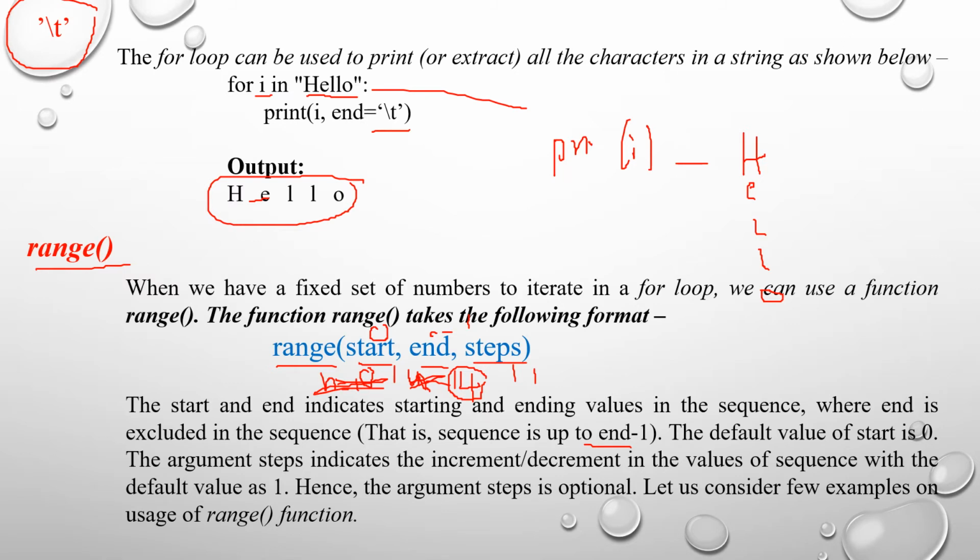The default value for the start is 0. The argument step indicates the increment or decrement in the values of the sequence, and the default value is 1. Here the step default value is 1, hence the argument step is optional. Let us consider a few examples on the usage of the range function.